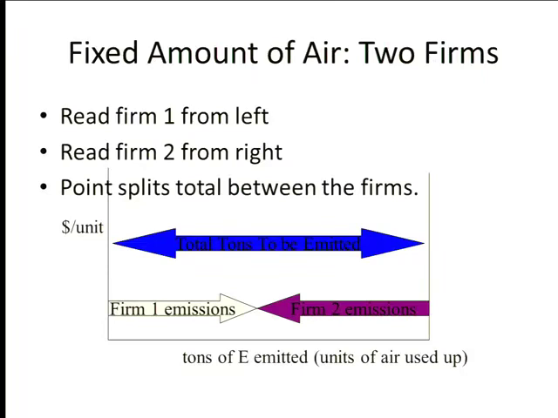We do it in a two-headed diagram. So the idea is there's a fixed number of tons emitted, and there are two firms. I'm going to read one firm this way, so as I come out here, it just says the usual axis. The other firm I'm going to read backwards. As I come this way, it's more and more emissions. And when the two arrows meet like this, I use up the total.